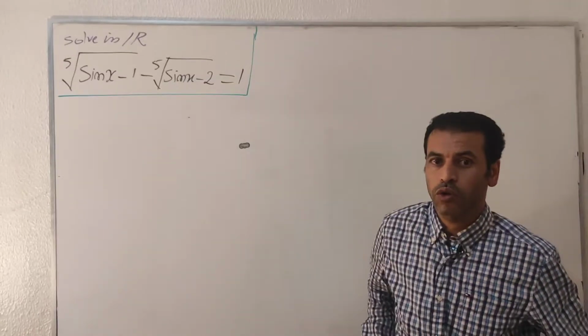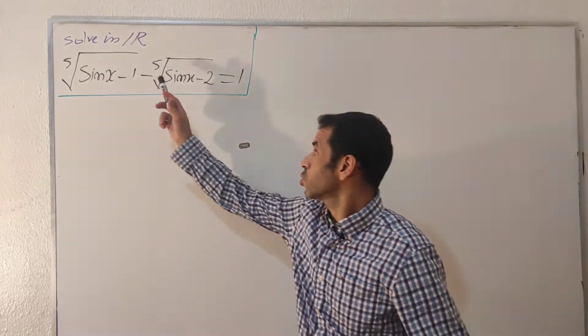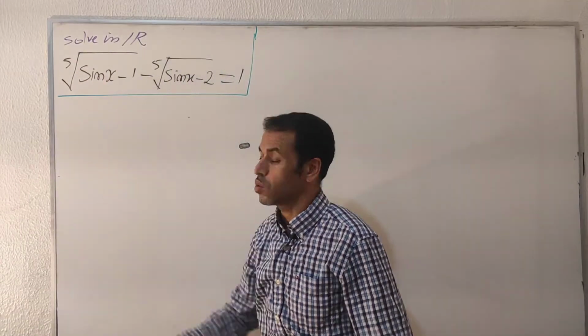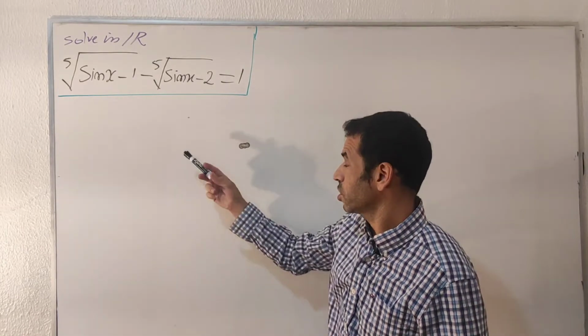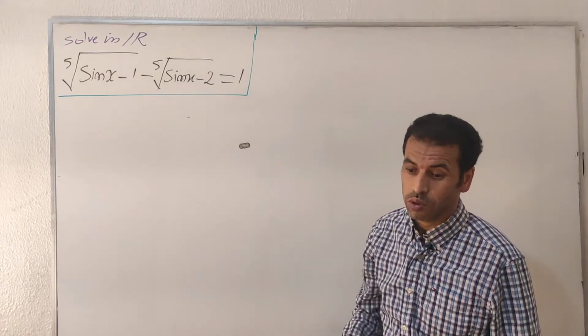In today's video, I would like to introduce a very nice problem. Here is the following equation. Our goal is to solve this equation in real numbers, okay? This equation involves the trigonometry function inside of a fifth root, okay? So let's check this one to see how to solve it.